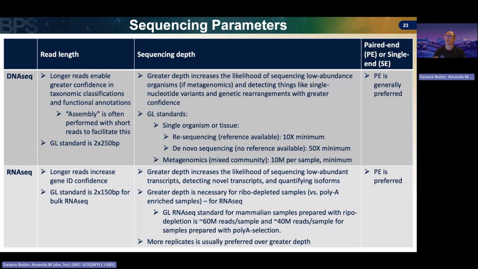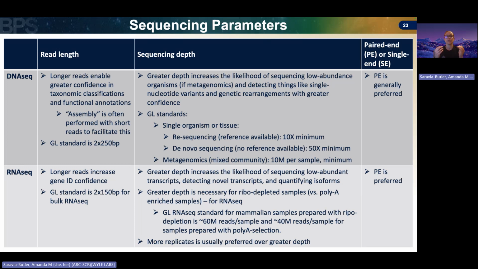In terms of depth, greater depth is going to increase the likelihood of seeing low abundant transcripts, also detecting novel transcripts and quantifying isoforms. A good way to think about read depth is, let's say, for example, you have a jar of M&Ms composed mostly of blue and red M&Ms, and you have just a few, maybe 5% of your container, is green M&Ms, right? If each one of those M&Ms represent sequences from different genes, your red M&Ms representing one gene, your blue M&Ms representing another, and your green M&Ms representing another gene.